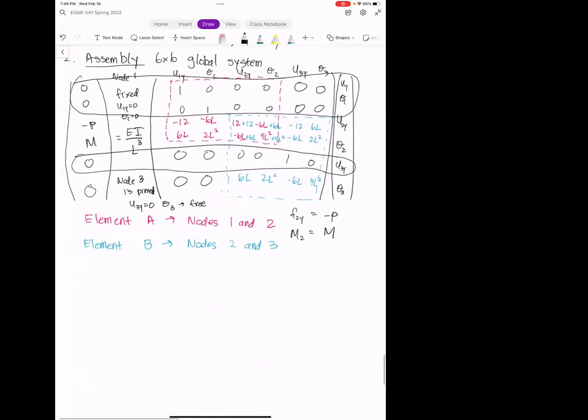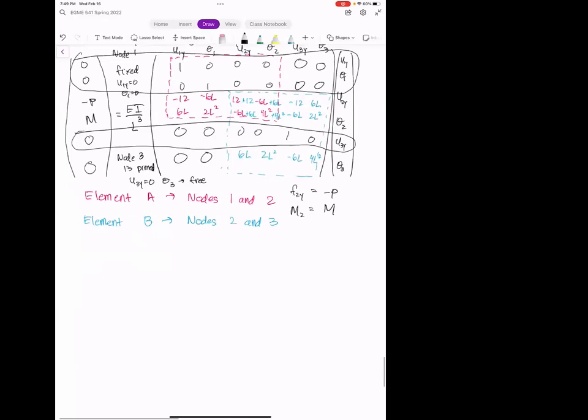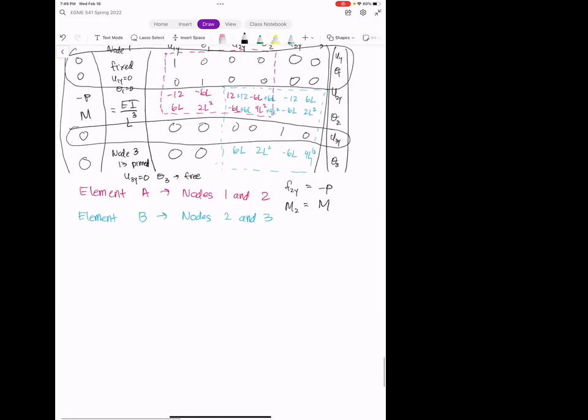All right, that's our example. Even though our beam element stiffness matrix here looks different, our process is still the same. The next thing I want to go over just quickly is reaction forces.